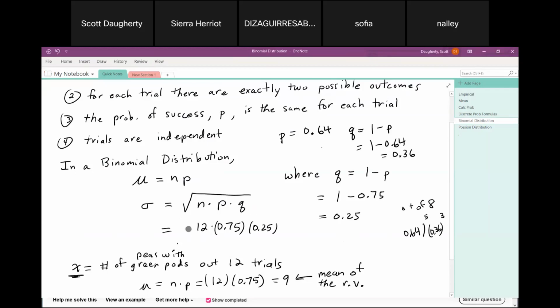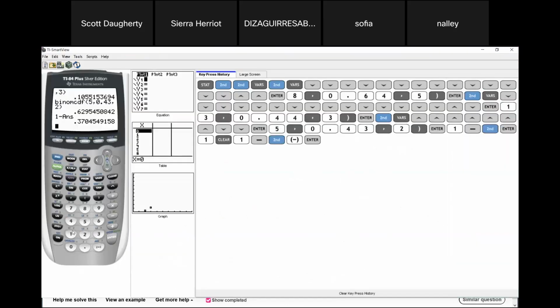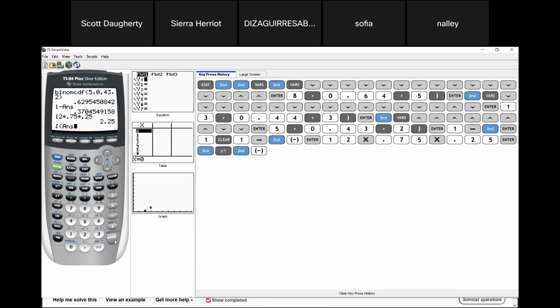And then you would take the square root of this number. Okay, so let me just calculate that quick. So 12 times 0.75 times 0.25. That gives you 2.25, but then you have to take the square root of it, which is this little blue square root that's above this button here. So I'm going to do second square root of the previous answer. I'm using that button there. And the square root of 2.25 is 1.5.